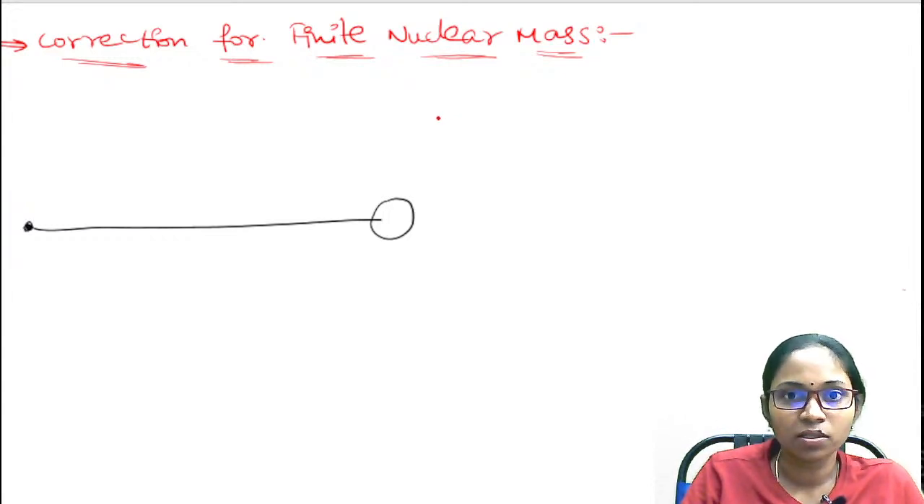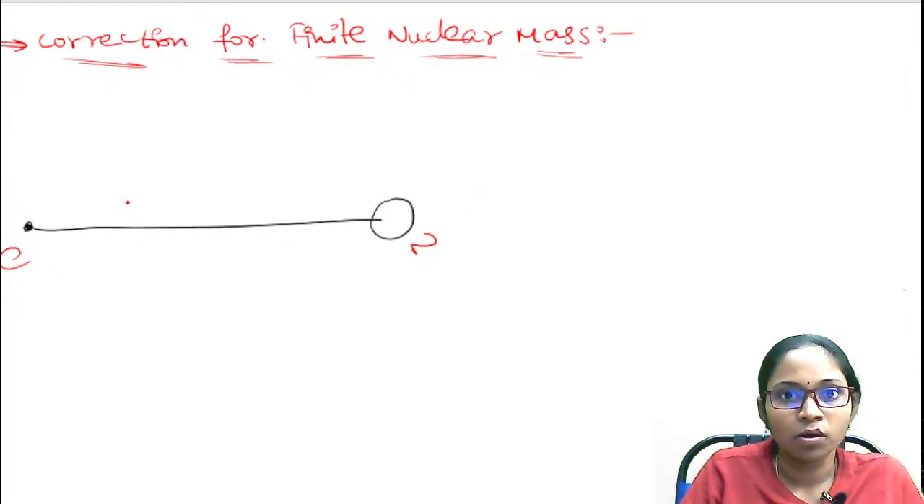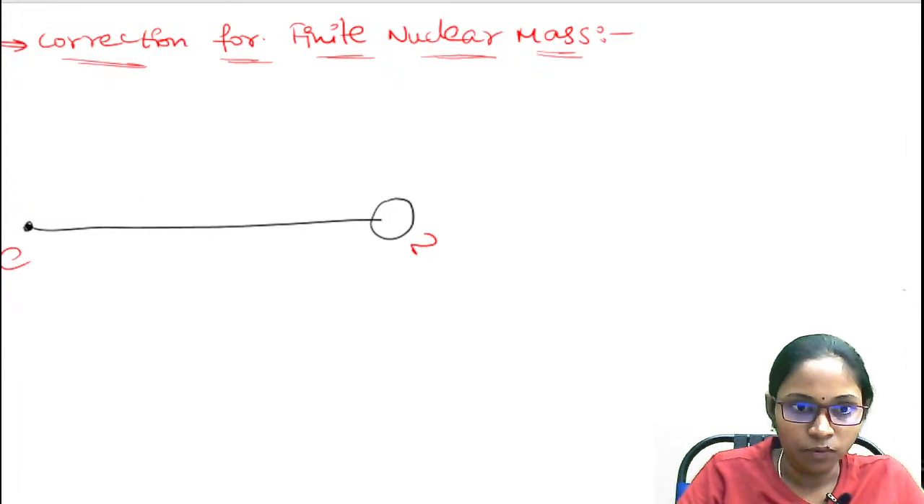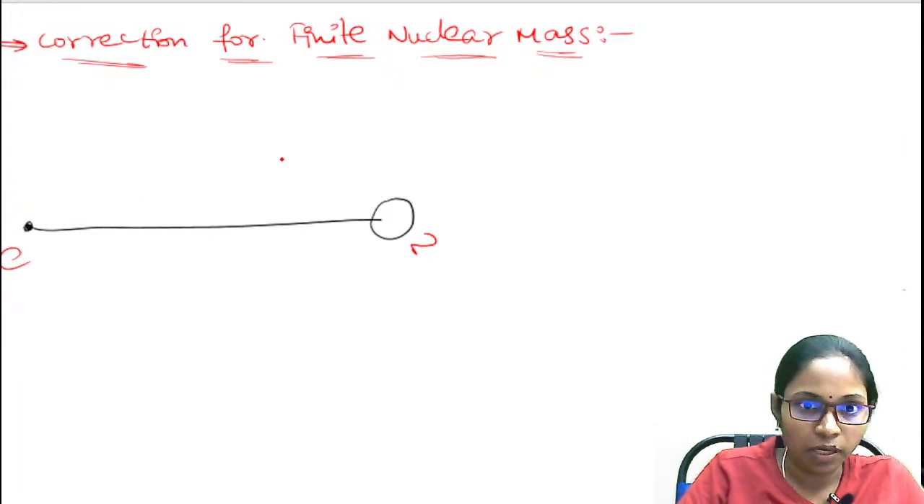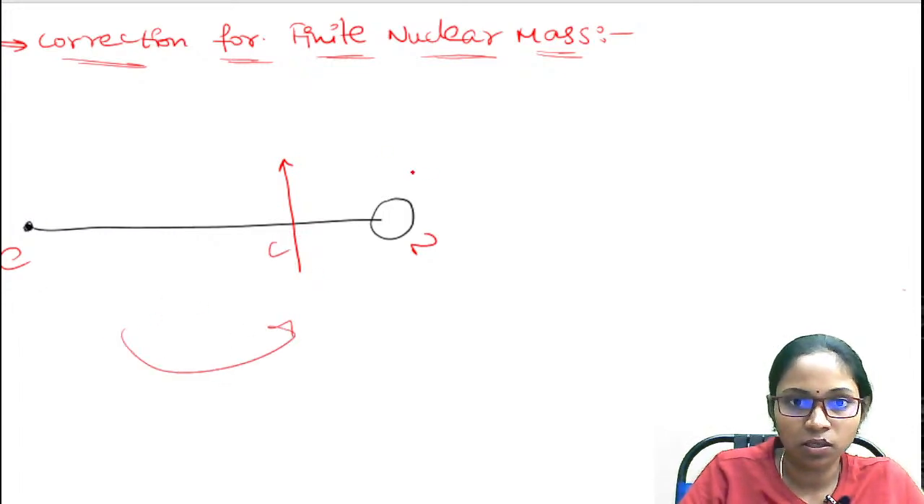It is not fixed, it is not at rest position. It is not fixed in space, it is also moving. As the electron and the nucleus are bonded to each other with the help of the Coulombic force of attraction and the centripetal force, these two charges will revolve around the center of mass.